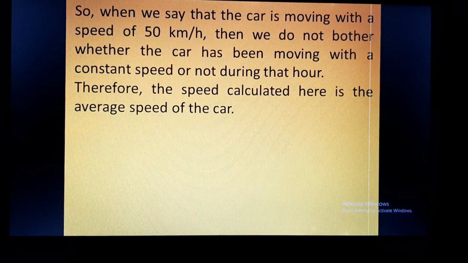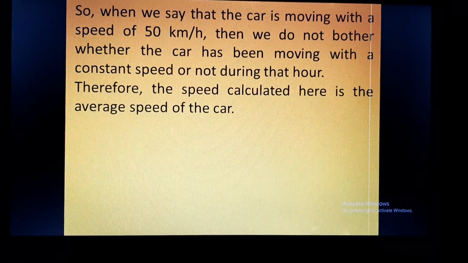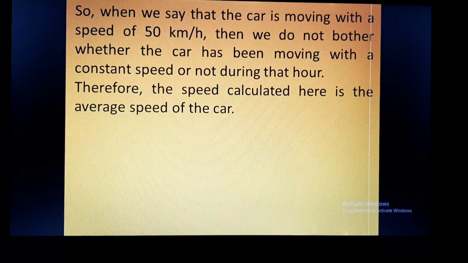So we know that because of traffic or because of some other reason, a car or a vehicle cannot move with a constant speed. Sometimes it is slow, sometimes it is fast, but then we can calculate the average distance which is traveled in a unit time, which is called average speed of the car.